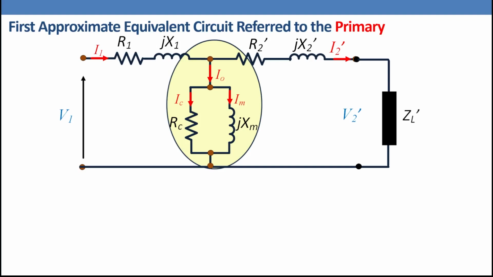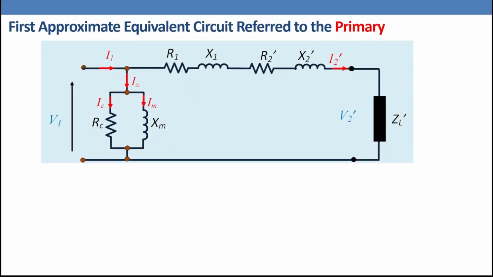So rather than dealing with a more complicated exact model, we can move the excitation branch, or what we call the magnetization branch, to the source side. This will reduce the amount of calculation. So the primary impedance and the secondary impedance referred to the primary side are in series. And the analysis gives results that are very close to the actual transformer performance.